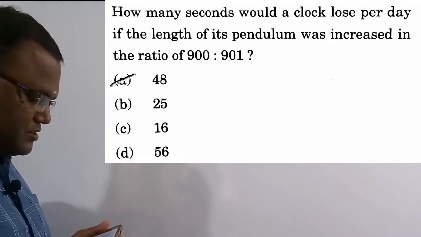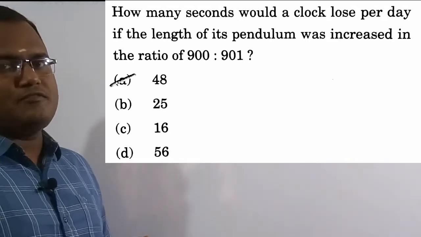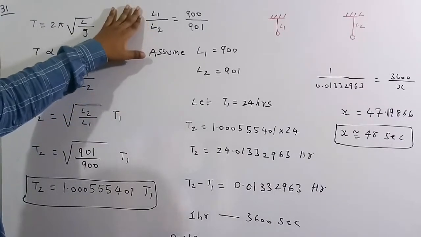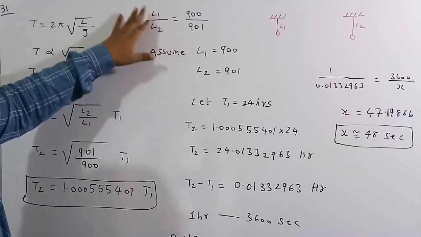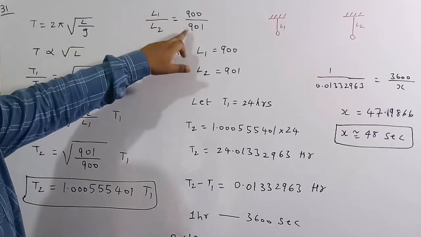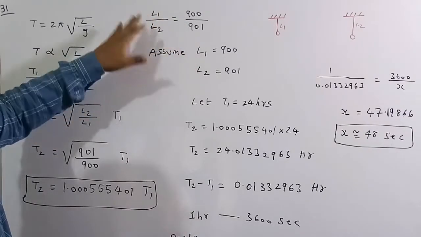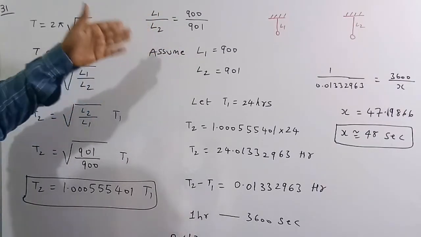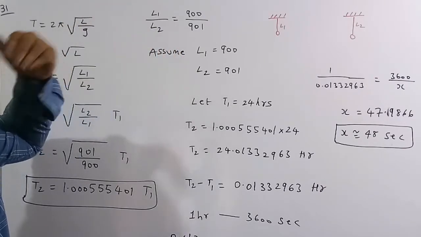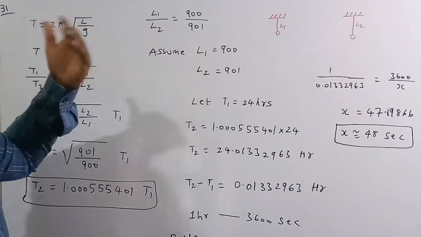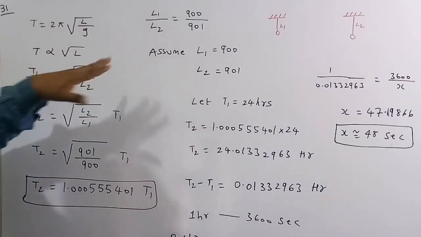So what are the four options? Option A, 48 seconds, is the correct solution of this question. So let's solve this numerical. In this question, the ratio of the lengths of the pendulum is given: L1/L2 is equal to 900/901. So if the length of the pendulum is increased, then what is going to happen to the clock time period? We need to figure out how many seconds it is going to lose in one day.